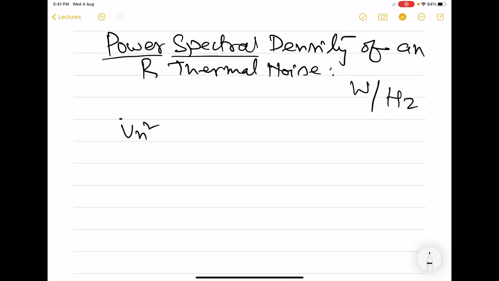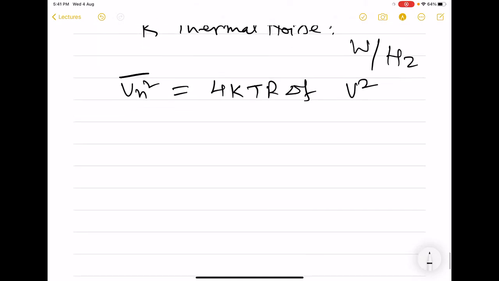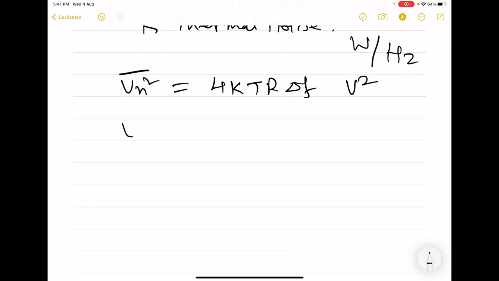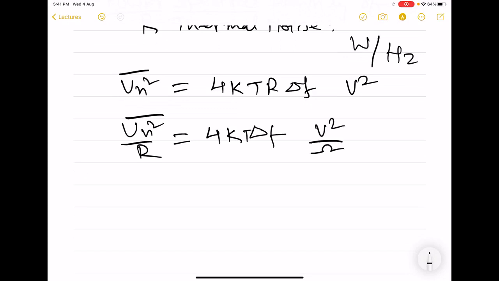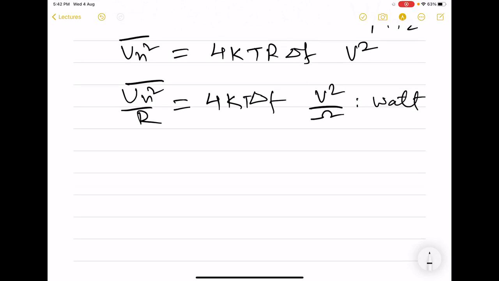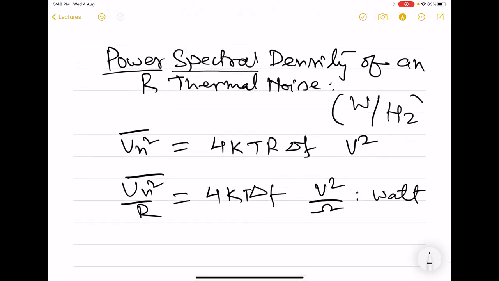So we already know the mean square voltage from a resistor is given by 4kTR delta F, and this is volt square. Now what we do is divide it by R to get a quantity which is volt square per ohm. So we have divided both sides by resistor, and this unit, volt square per ohm, we know that is watt. So this is related to the power of resistor R, the noise power. Now what we wanted to know here is the watts per hertz quantity.